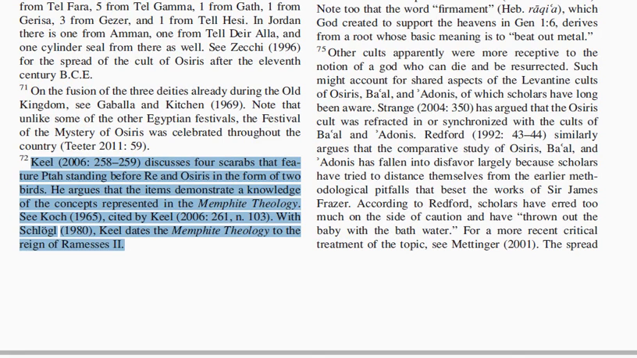Keel, 2006, pages 258 to 259, discusses four scarabs that feature Ptah standing before Ra and Osiris in the form of two birds. He argues that the items demonstrate a knowledge of the concepts represented in the Memphite theology. See Cope, 1965, cited by Keel, 2006, page 261. With Schlegel, 1980, Keel dates the Memphite theology to the reign of Ramses II.